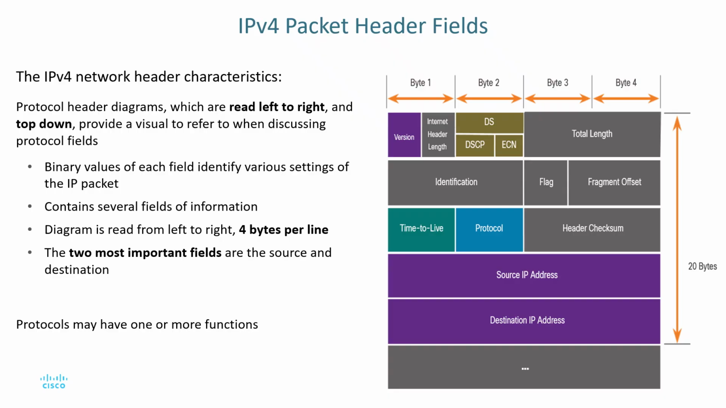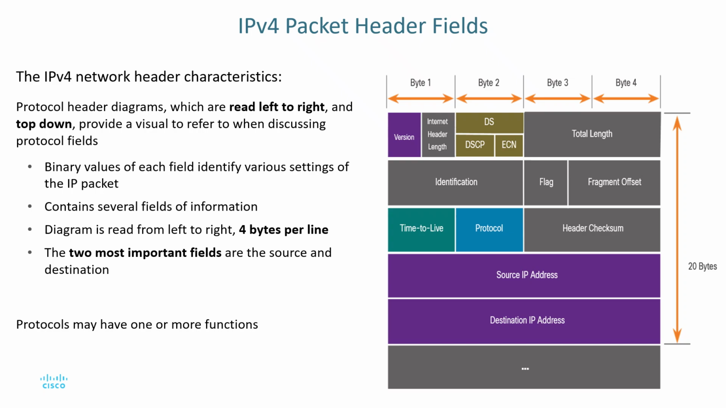So IPv4 network header characteristics include protocol header diagrams, or this is a protocol header diagram to your right that we're going to be looking at. It is read left to right and top down. It is simply providing a visual for us, the human network, to discuss the different fields and try to understand what it is our devices are doing. So this is an IPv4 packet header field. They will contain binary values of each field, which will identify various settings of the IP packet itself.